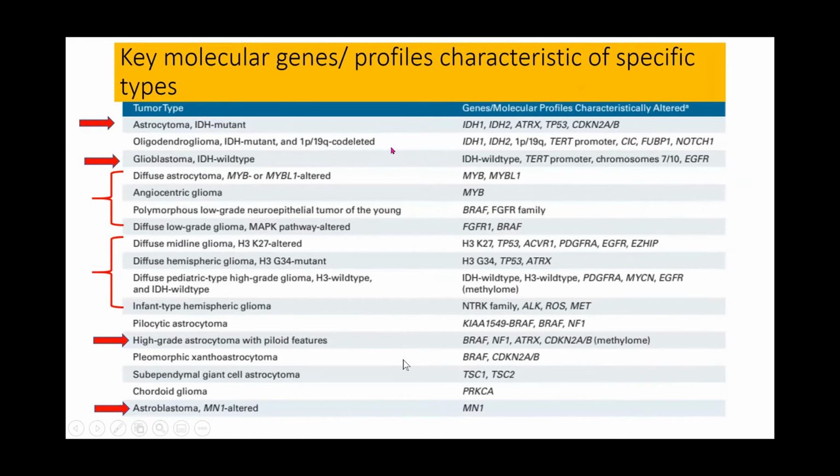So what are the key molecular genes or profiles which are characteristic of specific types? There are a lot of molecular alterations that have been described, and it's difficult to remember all of them, so I have just pointed out the main ones. For all astrocytomas, which are IDH mutant and do not show 1p19q deletion, the important molecular profiles that we must look for are IDH1, IDH2 mutations, ATRX loss, TP53 mutation, and CDKN2A/2B homozygous deletion.